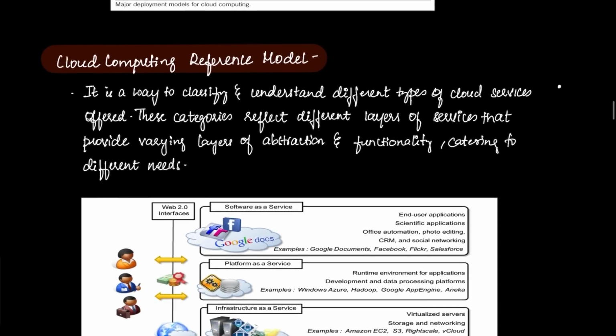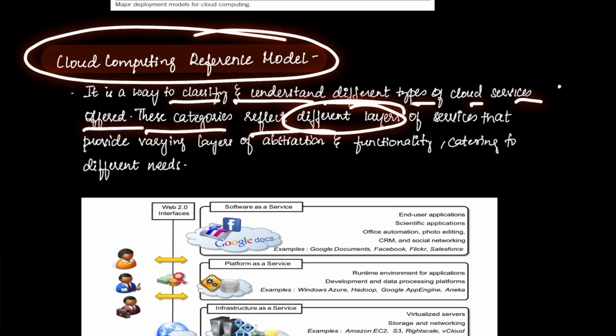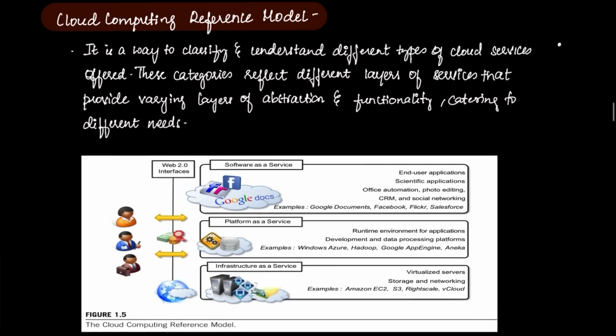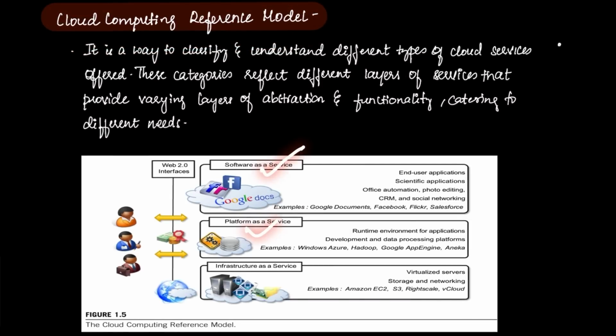Next, we have cloud computing reference model. So this is important question which could be asked. So the cloud computing reference model is the way we classify and understand different types of cloud services offered. So these categories will reflect different layers of services that provide various levels of abstraction, functionality, and catering different needs. So cloud computing reference model is broken into three parts: software as service, platform as service, infrastructure as service. First comes the infrastructure as service.